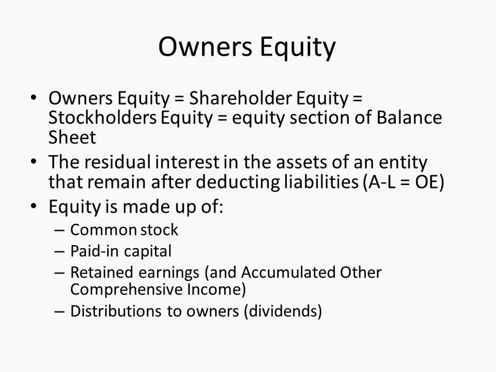Distributions to owners are dividends, depending upon the entity. It's dividends if it's a corporation, but a partnership can make distributions to owners as well. And that also becomes a reduction to the total in the equity section of your balance sheet. Okay, so these are all terms that you will commonly hear in the equity section of the balance sheet. Any questions on what I've talked about so far?